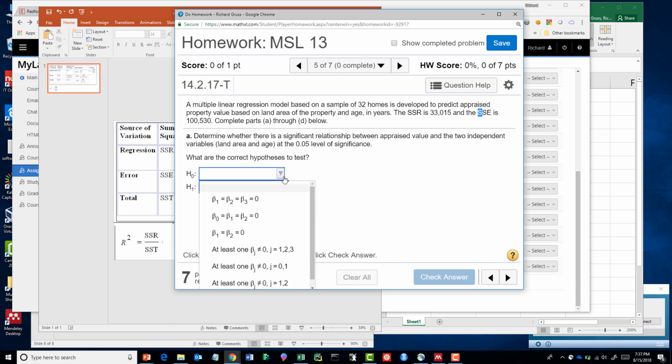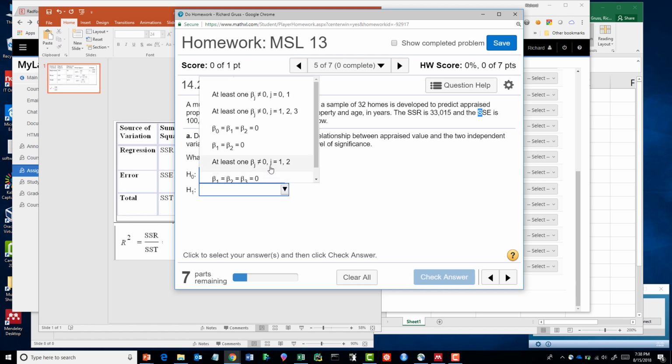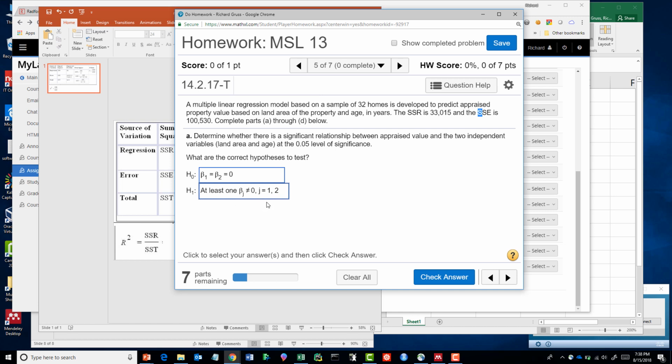Now with a multiple regression, the null hypothesis is that all of the variables don't have any impact on the dependent variable at all. In this case we have only two independent variables, land area and age. So the null hypothesis is that beta 1, the coefficient for the first variable, and beta 2, the coefficient for the second variable, are both 0. There's only two variables, and the null is that the coefficient for both of them is 0. And so the opposite of that is that at least one of them is not 0. So in this case, again, there's just 1 and 2, and we're saying that at least one of those is not 0. Okay, all right, so we'll check that.